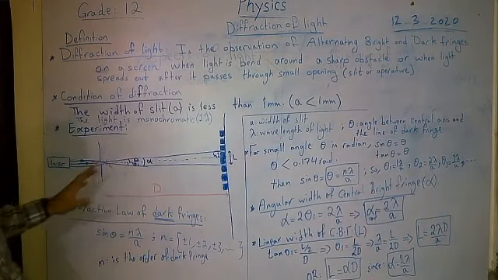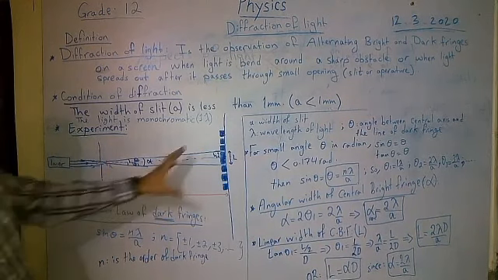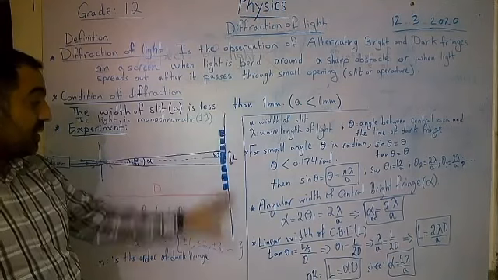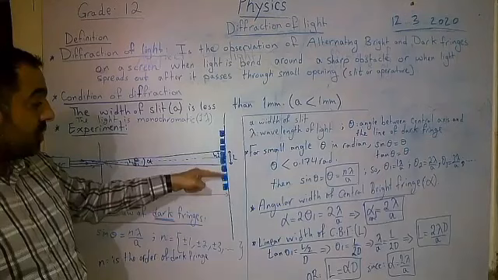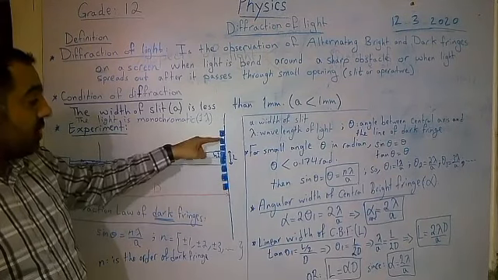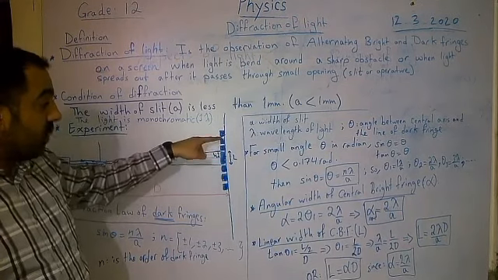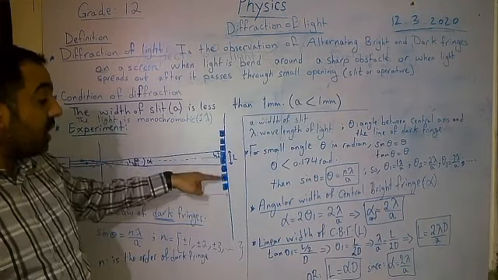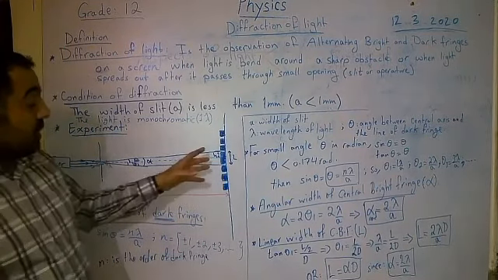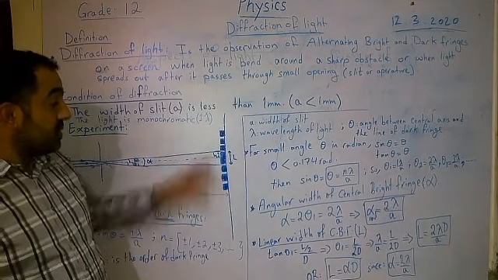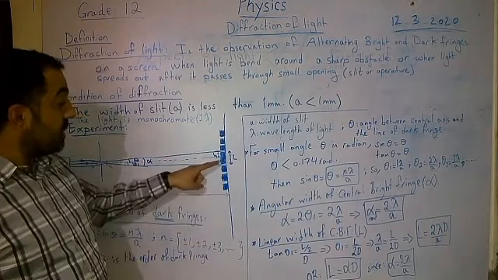So here we have the experiment, a slit of width a, and we observe on the screen alternating bright and dark fringes. The blue fringes are bright fringes and the white fringes are dark fringes. These fringes have the following characteristics.